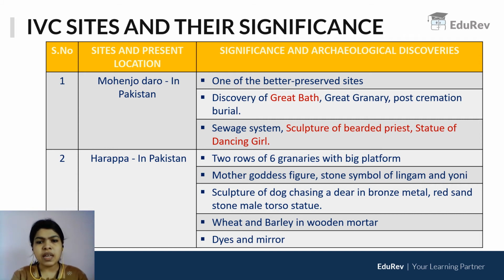Stone symbol of lingam. Now, remember this mother goddess figure has also been found in many other places also. And the sculpture of a dog chasing a deer in bronze metal, and this male torso statue. Remember in the last class we talked about the sandstone statue, and these are some of the important sites. And remember, when you try to remember the site, try to also remember the present day location of it and the very important significance, like 1 or 2 points. That alone you try to remember.